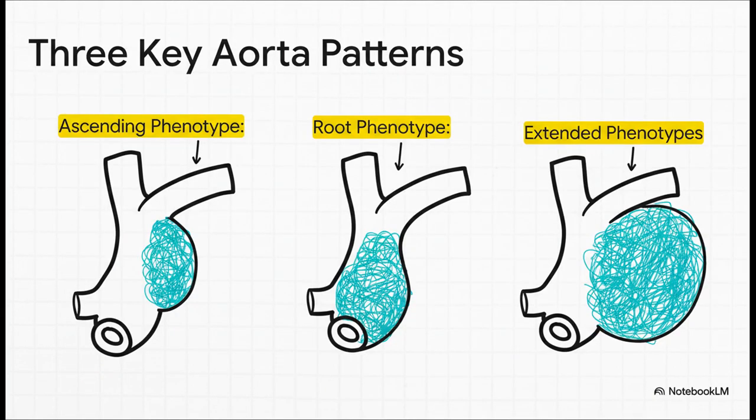So this new language classifies that aortopathy into three main patterns. The most common one, we're talking about 70% of cases, is the ascending phenotype. That's where the main tube-like part of the aorta gets bigger. Then there's the root phenotype, where the enlargement is right at the base. And sometimes you get what are called extended phenotypes, where a few different parts are affected. Classifying it like this really helps doctors predict a patient's risk down the road.